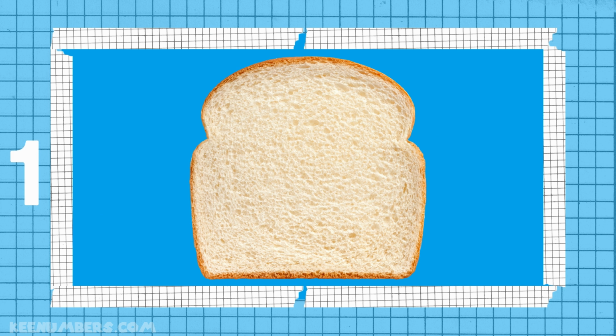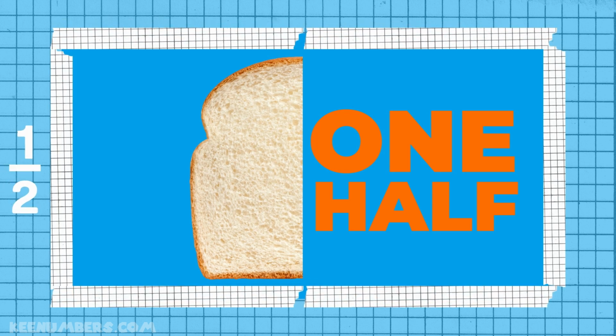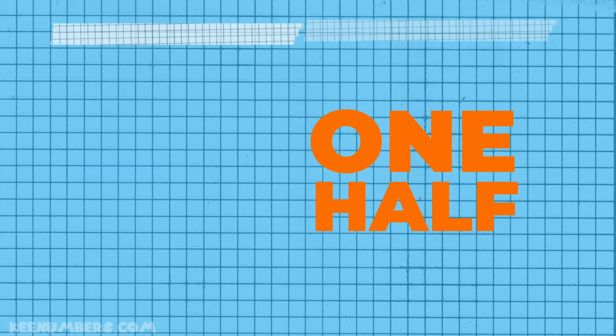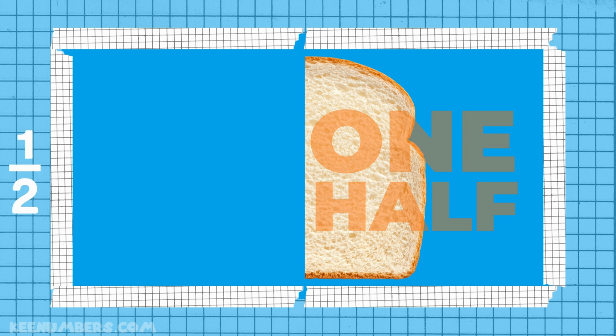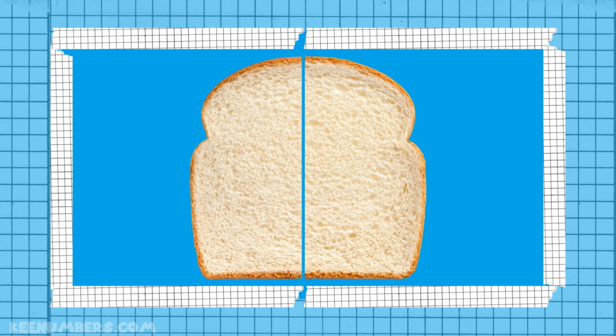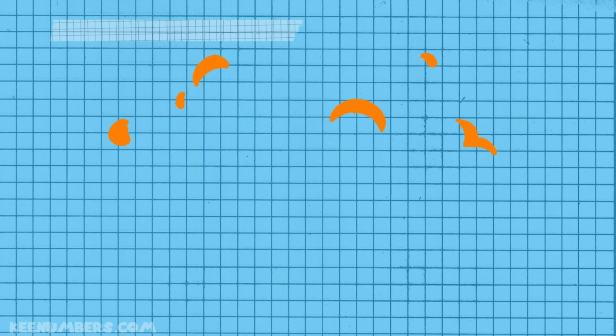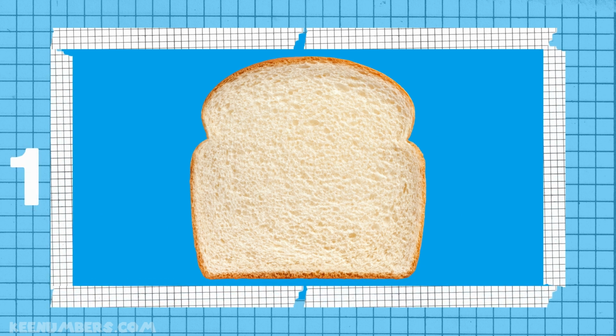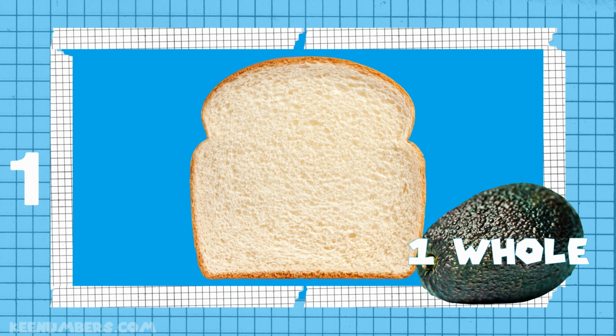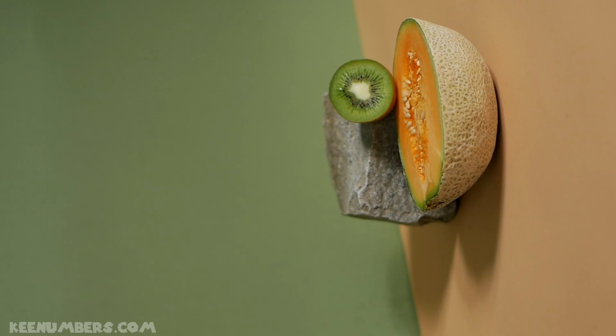Or if you had a slice of bread and you wanted to share it with 2 people, cut it in half. 1/2 of a slice of bread. And if you put those 2 halves together, boop, boop, boom, you get a whole slice of bread. Yeah. 2 halves equal a whole.